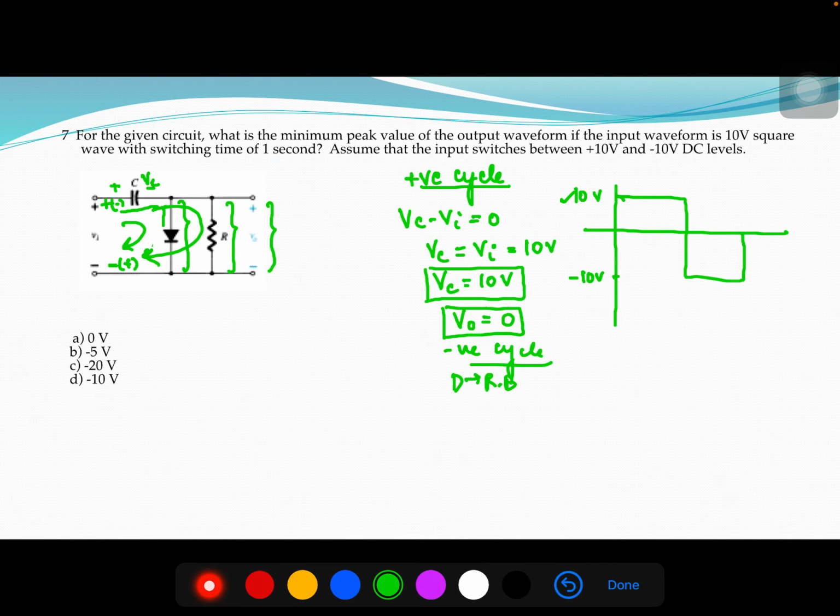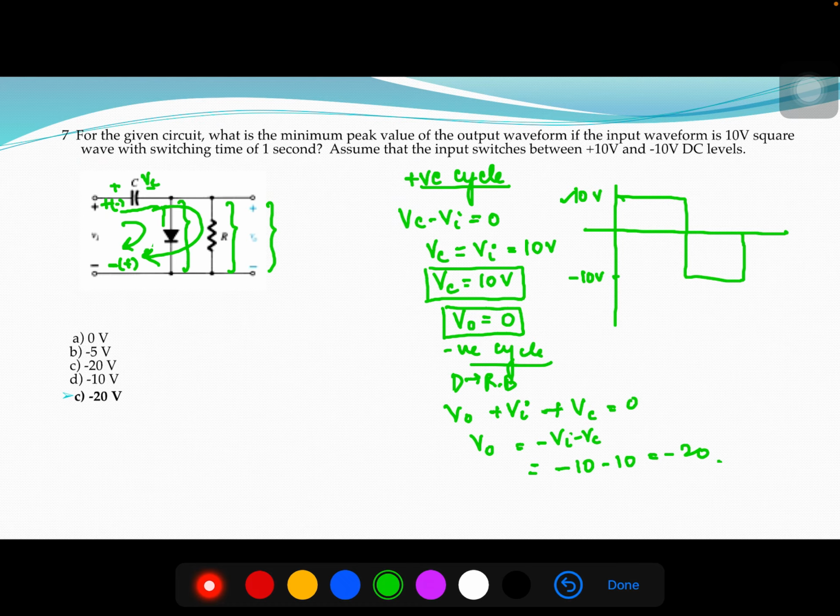Okay, so apply the KVL: V0 plus Vi, because this time you are in the negative cycle, so consider the plus sign for the Vi below, plus Vc is equal to 0. V0 is equal to minus Vi minus Vc. The Vc value is already known to you, but what value do you have to put for Vi? Now you are moving in the negative cycle, so take the magnitude of the peak value of the negative cycle. So the answer is minus 10 minus 10, minus 20.